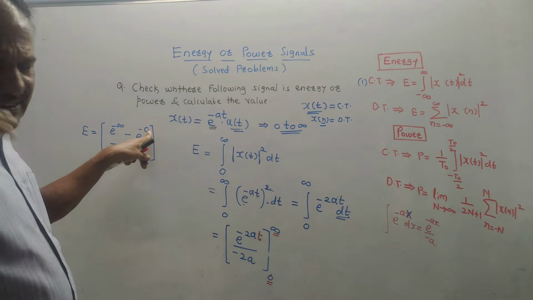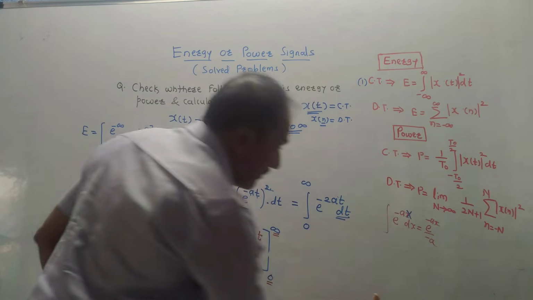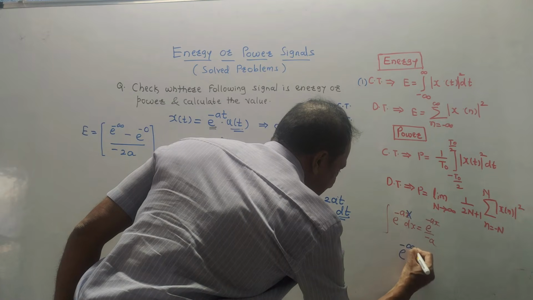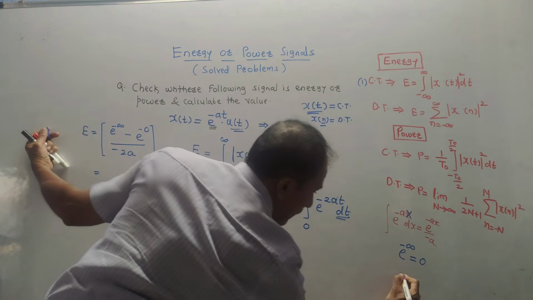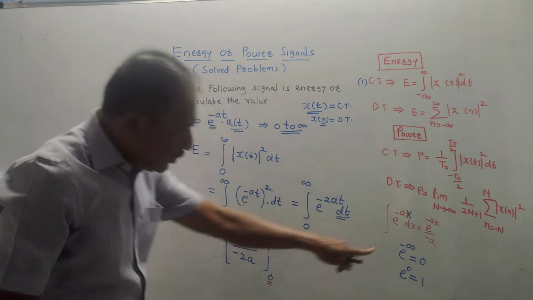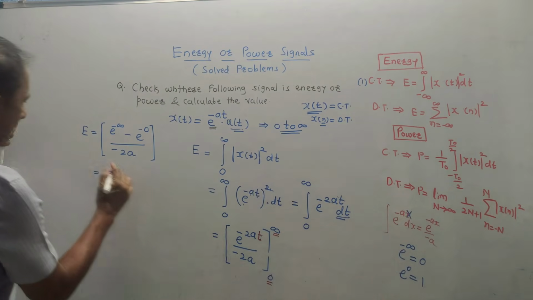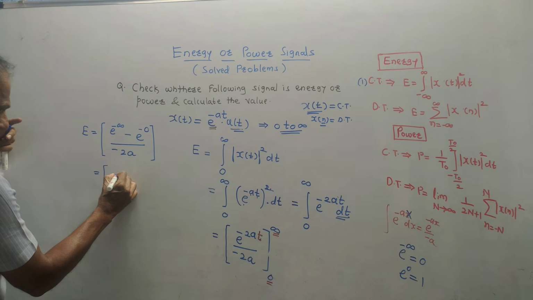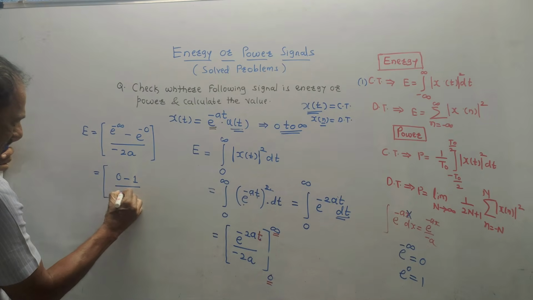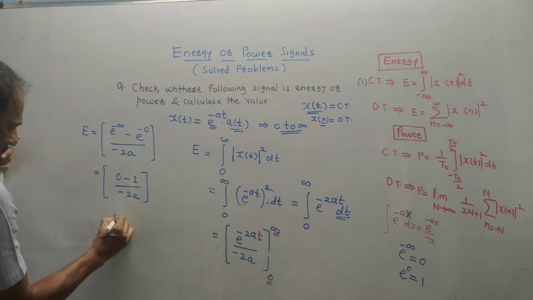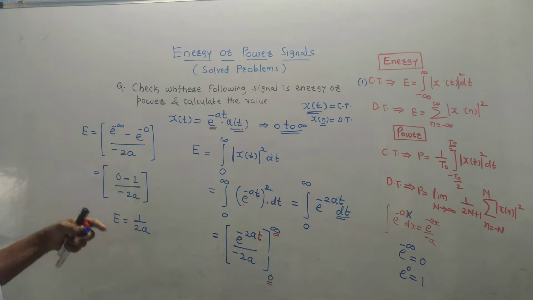E raised to minus 0 is the same as e raised to plus 0. There is no meaning as such. And do remember one more important identity: e raised to minus infinity is always and always 0, and we know that e raised to 0 is 1. So do remember these two basic identities: e raised to minus infinity is 0, e raised to 0 is 1. If I put the values, I will get 0 minus 1, since e raised to 0 is 1, upon minus 2a. So the answer of this calculation is 1 by 2a.